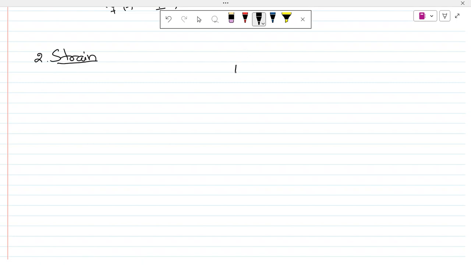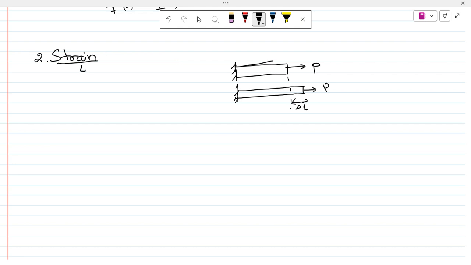Suppose there is a deformation that is happening. This bar is fixed here. Sorry for the line. This is pulled with force P. Now, due to the deformation, this will elongate. This change in length is the measure of deformation of the bar.